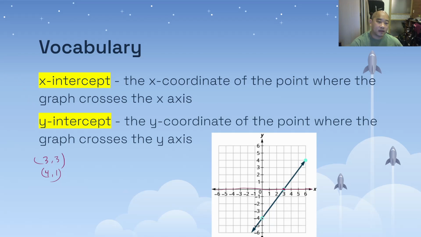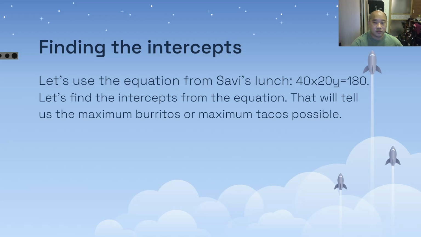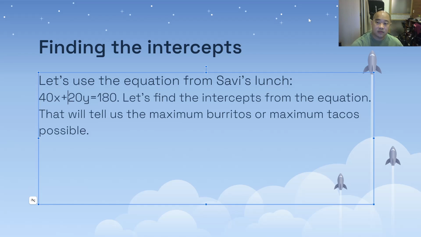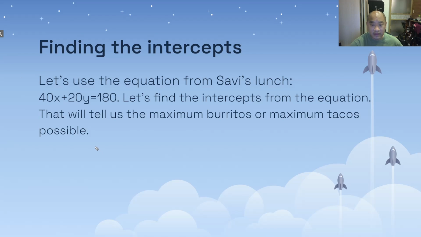So anyway, how do we use that? Let's use the same equation here. 40x, oh yeah, see here, I've copied and pasted. Here we go. 40x plus 20y equals 180. Find the intercepts. That will tell us the maximum burritos or minimum tacos possible. So how do we do that? Well, 40x plus 20y equals 180. Remember that the line, let's say that the line looks like this.